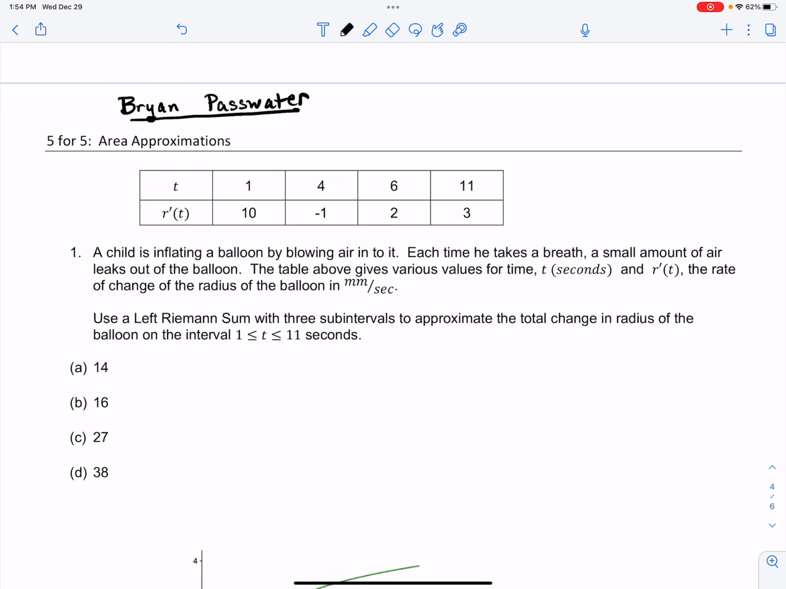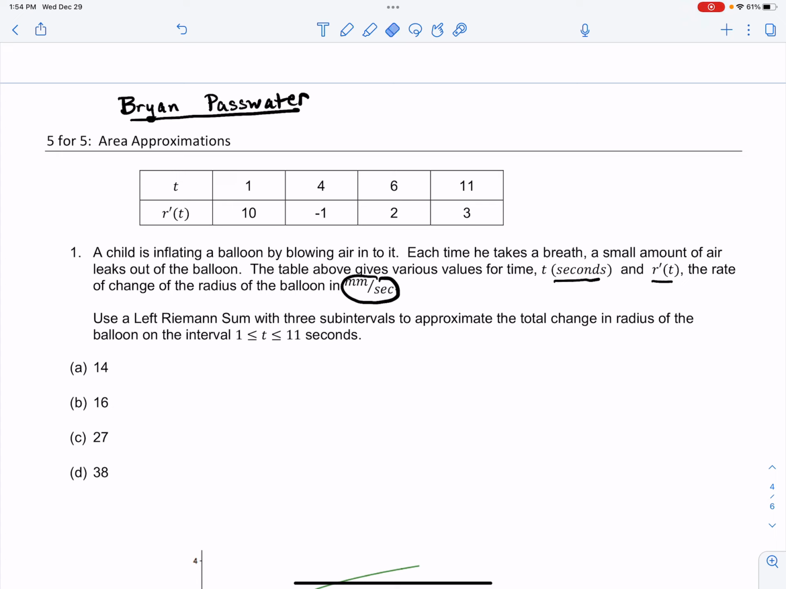A child is inflating a balloon by blowing air into it. Okay? Each time he takes a breath, a small amount of air leaks out of the balloon. The table above gives various values for time t in seconds, and the derivative of r of t, the rate of change of the radius of the balloon, in millimeters per second. Okay, notice how the units are specified. Okay, use a left Riemann sum with 3 subintervals to approximate the total change in the radius of the balloon in the interval from 1 to 11 seconds.